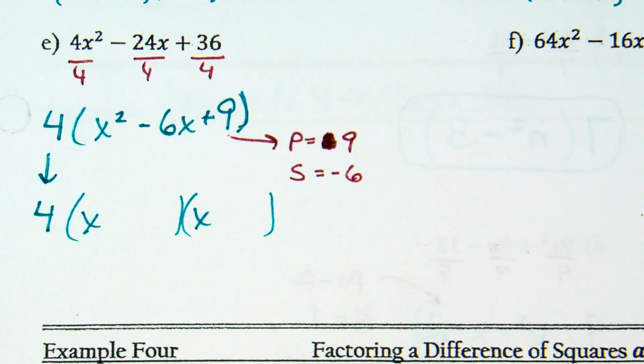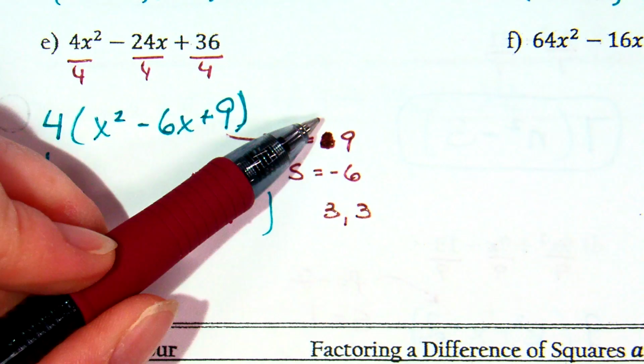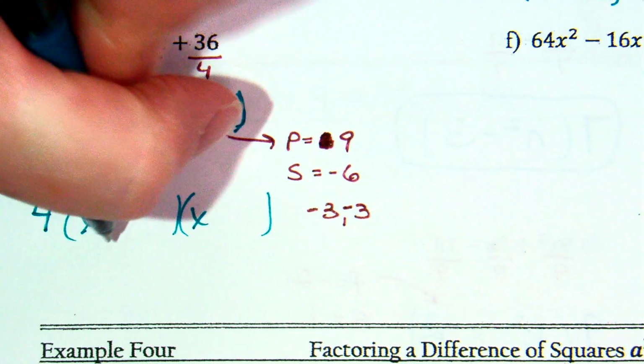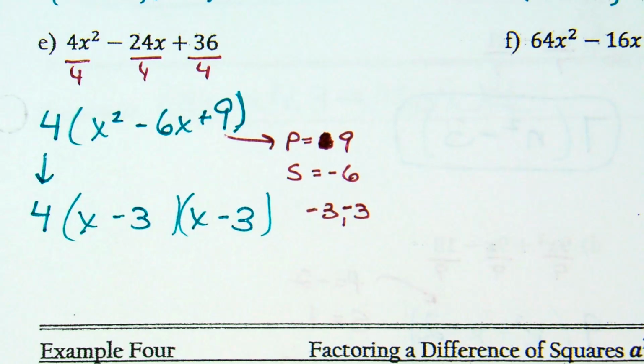If it multiplies to be positive, both positives or both negatives. If it adds to be negative, both negatives. So what goes in my parentheses? Minus 3, minus 3. Does that make sense?